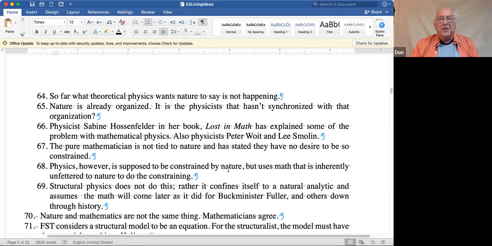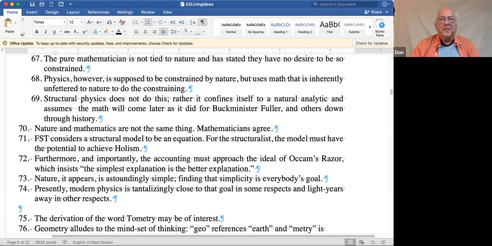So the pure mathematician is not tied to nature and has stated they have no desire to be constrained by nature. That's the pure mathematician. That's their view. Physics, however, is supposed to be constrained by nature, but uses math that is inherently unfettered to nature to do the constraining. We can see a problem.